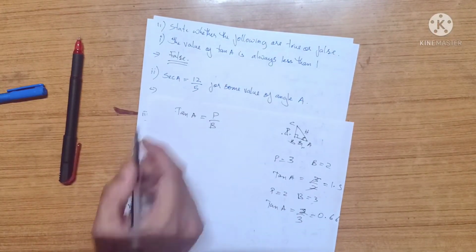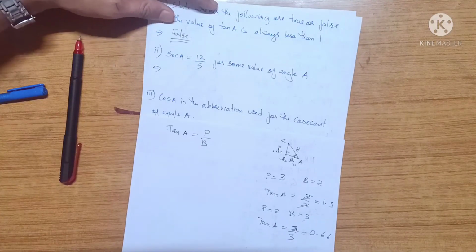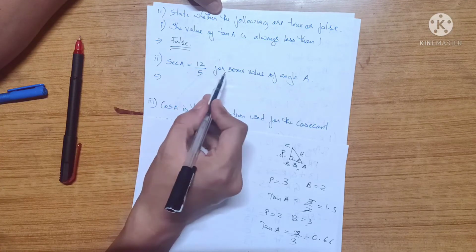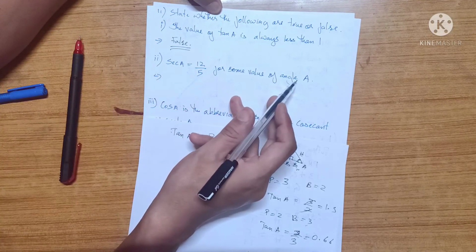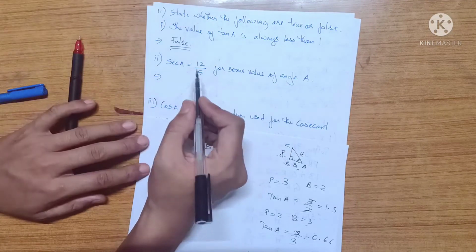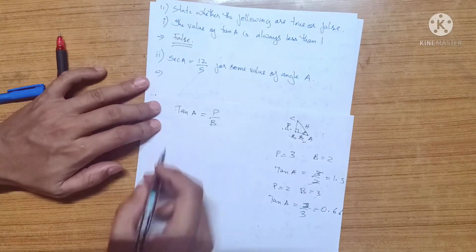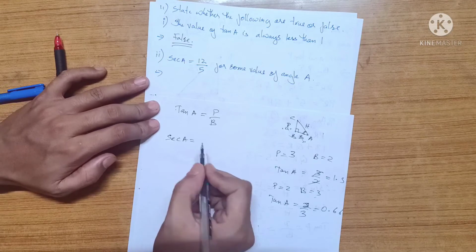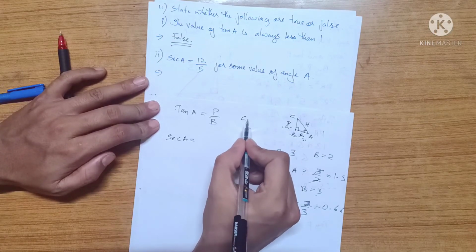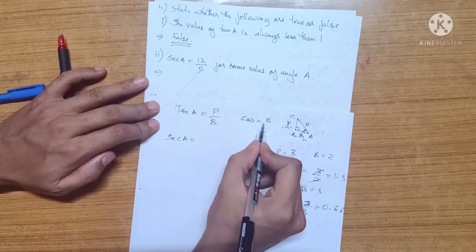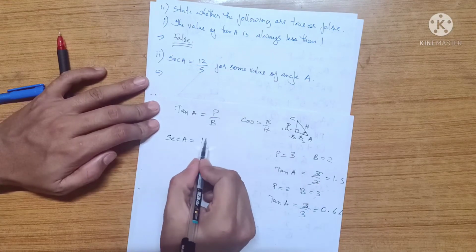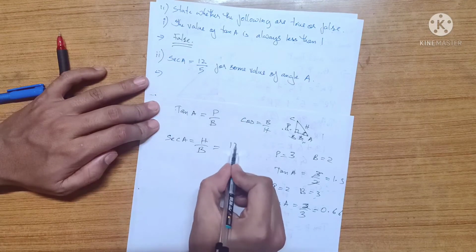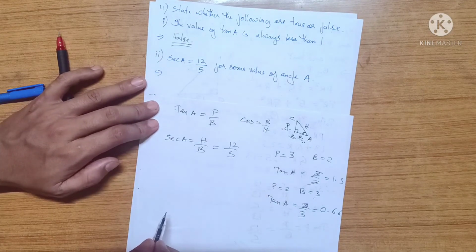Roman number 2, sec A equal to 12 by 5 for some value of angle A. Sec A is equal to 12 by 5. So what is sec? Sec is the reciprocal of cos, right? Cos is base by hypotenuse, so the reciprocal is hypotenuse by base. They're saying sec is 12 by 5 for some value.